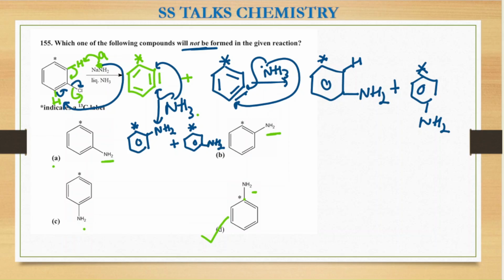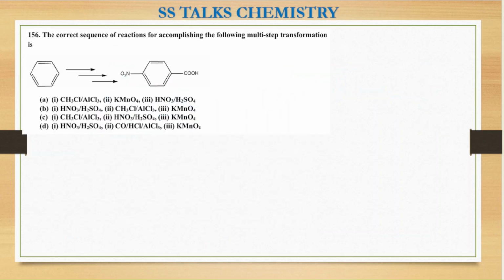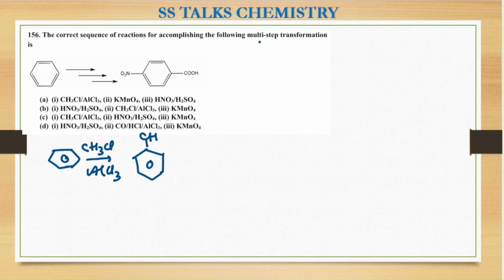Okay. So now let us move on to our next question, that is this one. It says the correct sequence of the reaction for accomplishing the following multi-step transformation. So this transformation we have to bring about, again the reaction sequences are given to us, and we have to predict the correct one. In the first case, first I have this benzene ring, and its treatment has been done with CH3Cl, that is your methyl chloride, and AlCl3. So basically this will give the formation of toluene, right?